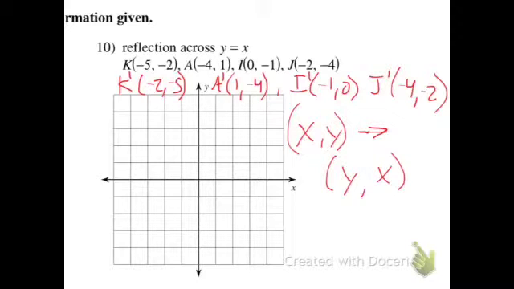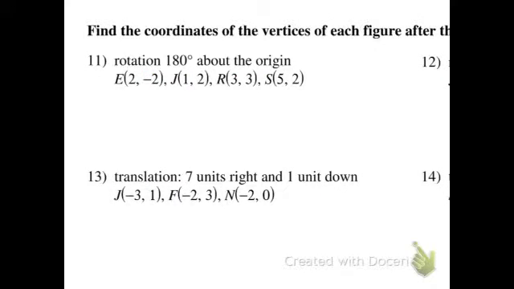So now we've got all of that. We're going to plot them on our graph here. (-2, -5), there's our K prime. A prime is (1, -4). I prime is (-1, 0). And J prime is (-4, -2), so there's going to be a J prime. And we got our lovely shape here. Connect them all up, and there's our number 10. And especially on these ones, knowing the function is going to help you a lot.